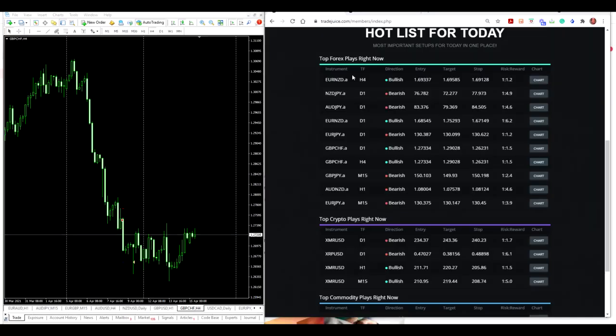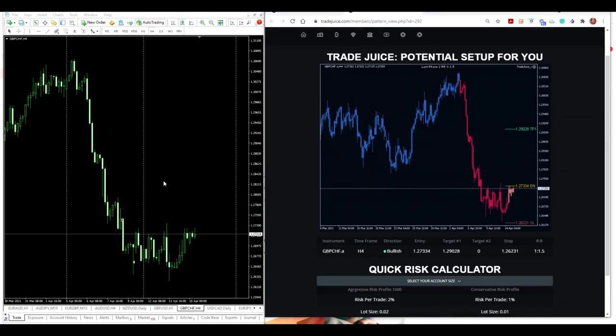Hi guys, I'm on the hot list today for Tradejuice, and one of the many trades here that I'm looking at trading is the pound CHF 4-hour chart. There it is displayed, telling me my entry point, risk, target, stop loss, and so on. Let's see what the chart looks like. It looks identical to mine. That's where the entry point should be. The take profit target is there, and the stop loss down here.